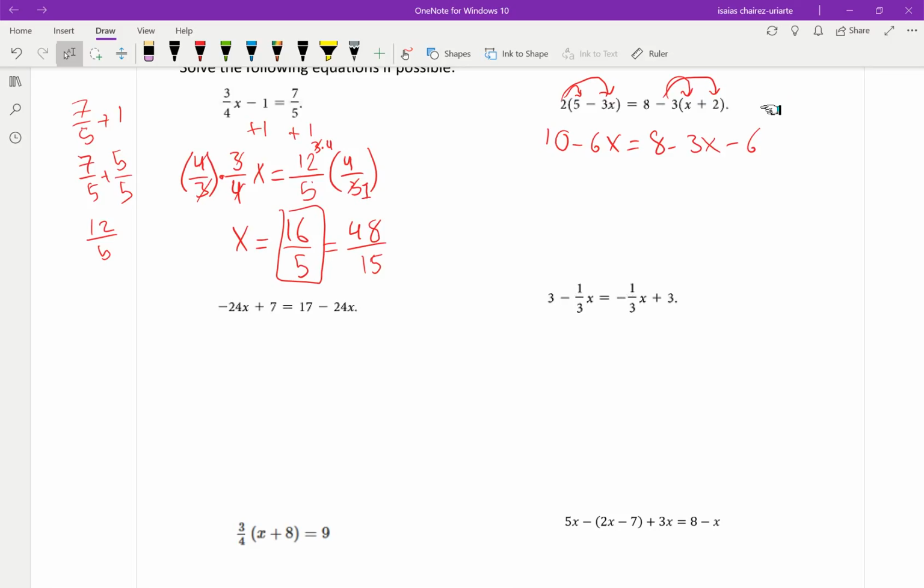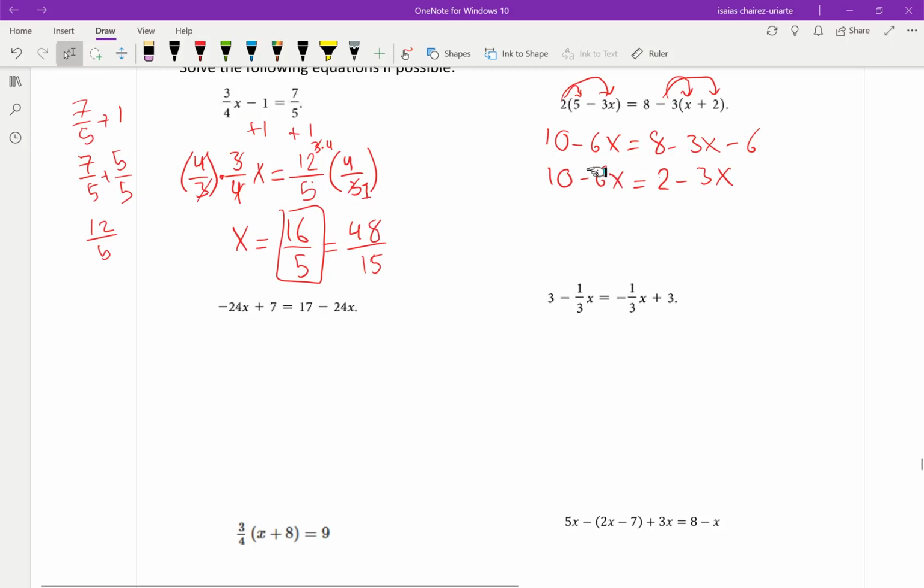Okay, so what I notice is that I have 10 minus 6x equals, and now this 8 minus 6, those are like terms on the right hand side. So 8 minus 6 is 2, so 2 minus 3x. And now I have x's on both sides of the equation. It doesn't matter which side you leave the x on, pick a side. Right now I'm going to leave my x's on the right hand side of the equal sign. Why? Because I want my x's to be positive.